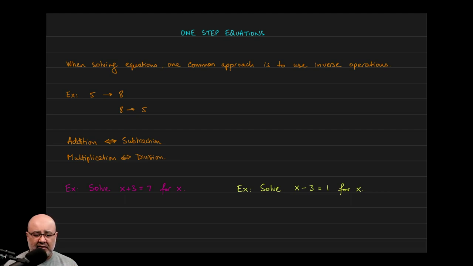Similarly, hopefully it's easy to intuit that multiplication and division will undo each other. If you multiply, say, 10 by 3, and you divide 30 by 3, you go back to 10. So we'll use these two relationships in order to solve the next four one-step equations.